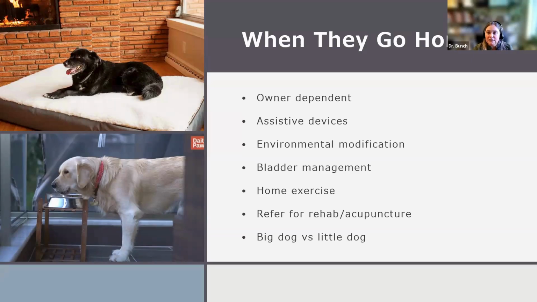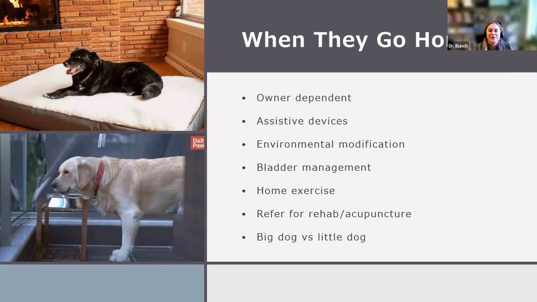Home exercises: sending them home with some basic things, like assisting them to stand, doing some patterning, weight shifting. We do a bunch of things here, but you can guide them in some of those things for retraining, for patients that are having ambulation issues. Referral to rehab and acupuncture, if it's available, absolutely. I think that's going to be your best option if they can do that and the owners can do that.